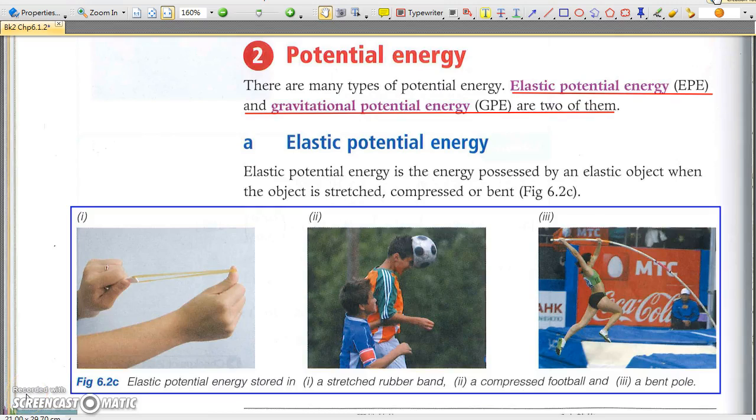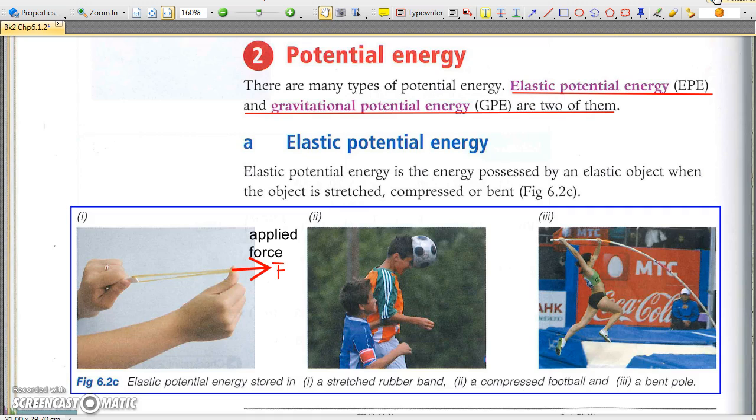2. Potential energy. Potential energy is a general term that describes energy related to position and shape. Elastic potential energy and gravitational potential energy are common examples. A. Elastic potential energy. When we stretch a spring or a rubber band, we have to apply a stretching force.